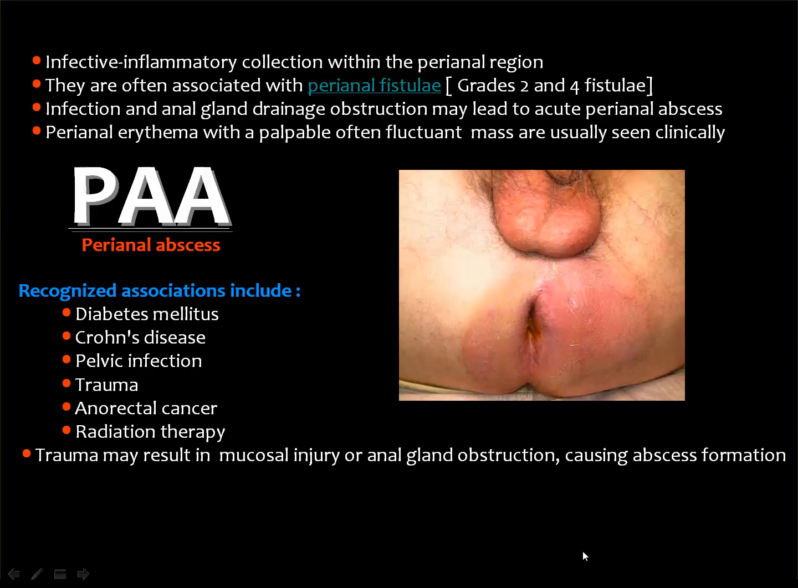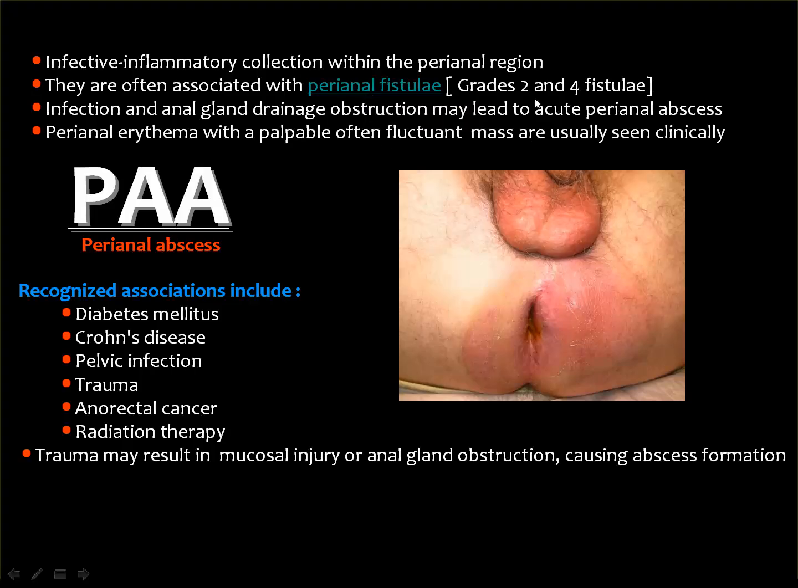And I thought that this is a good time to talk about the perianal abscesses. A perianal abscess is an inflammatory collection in the perianal area, and this abscess is frequently associated with perianal fistula.